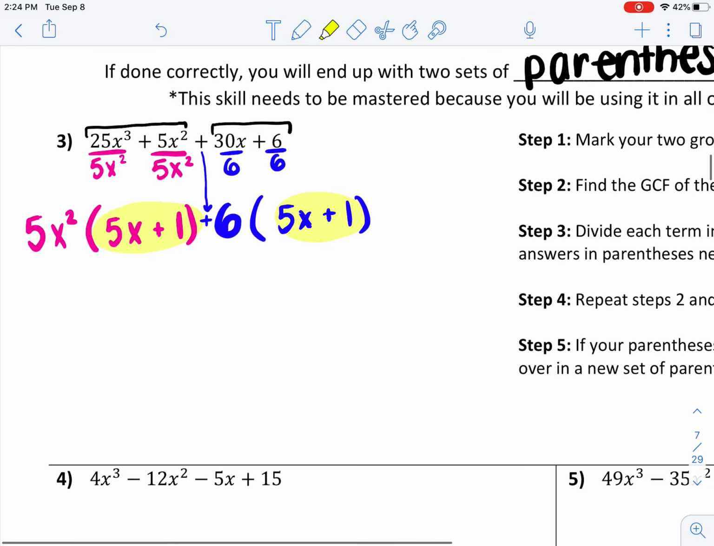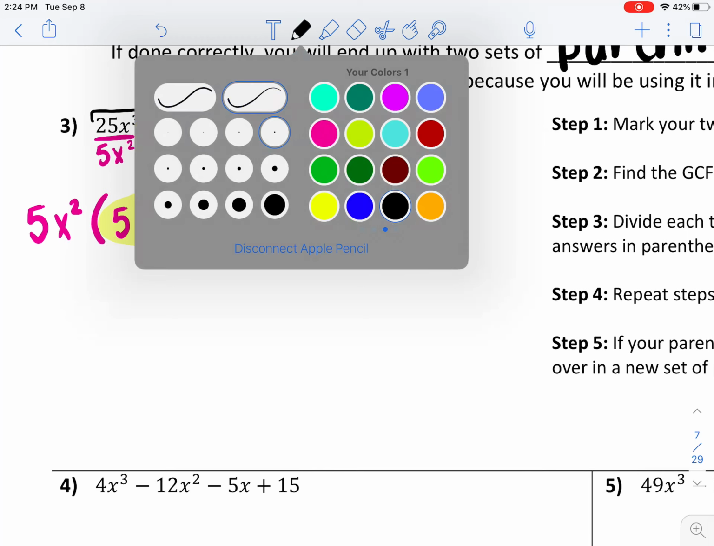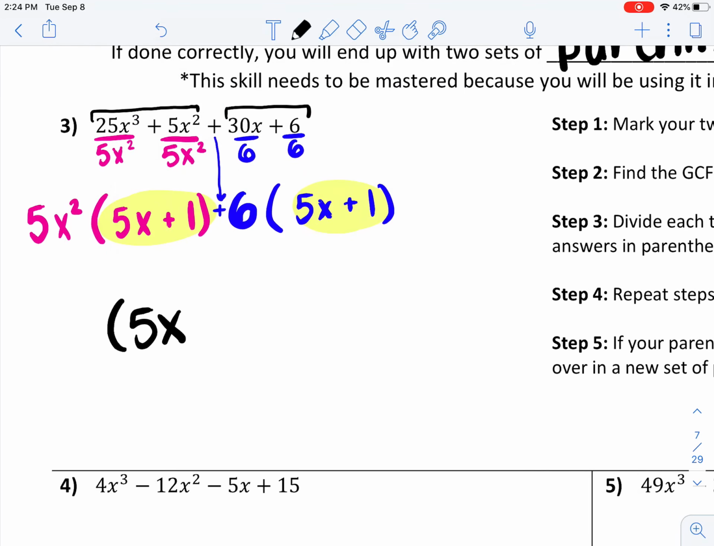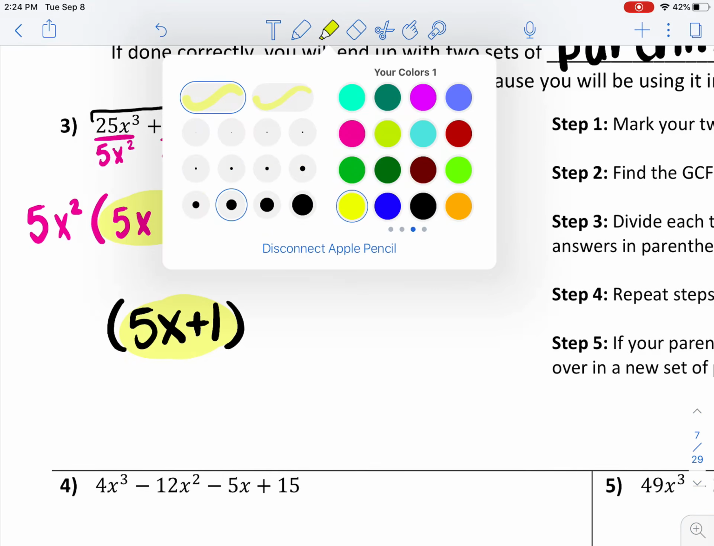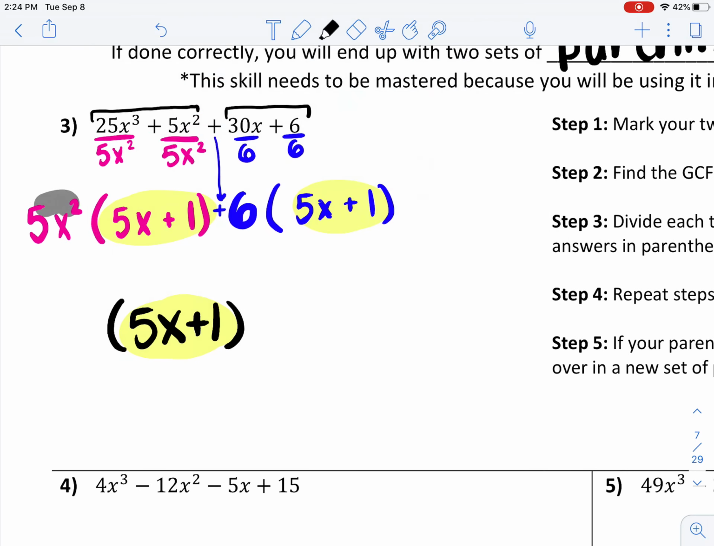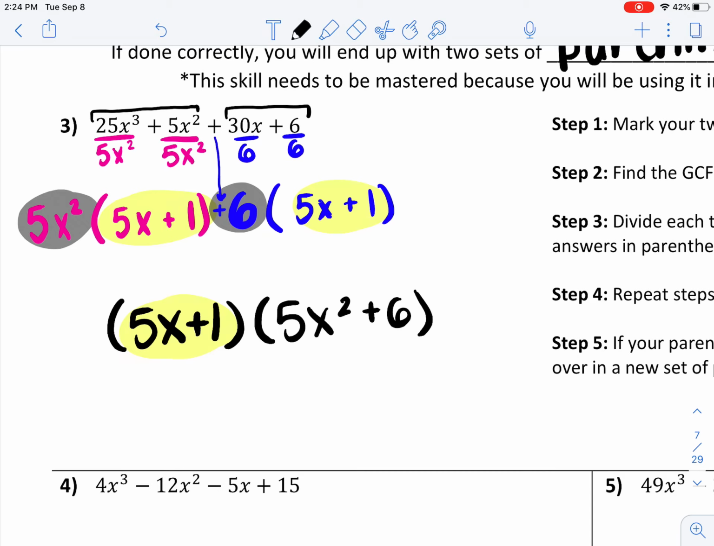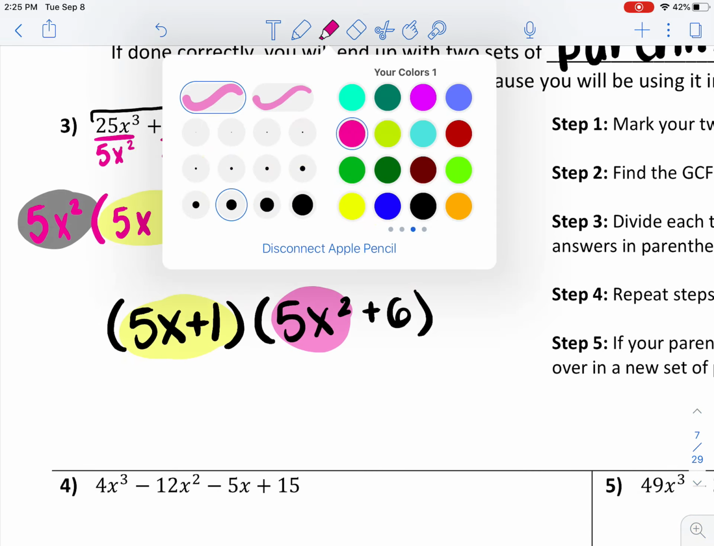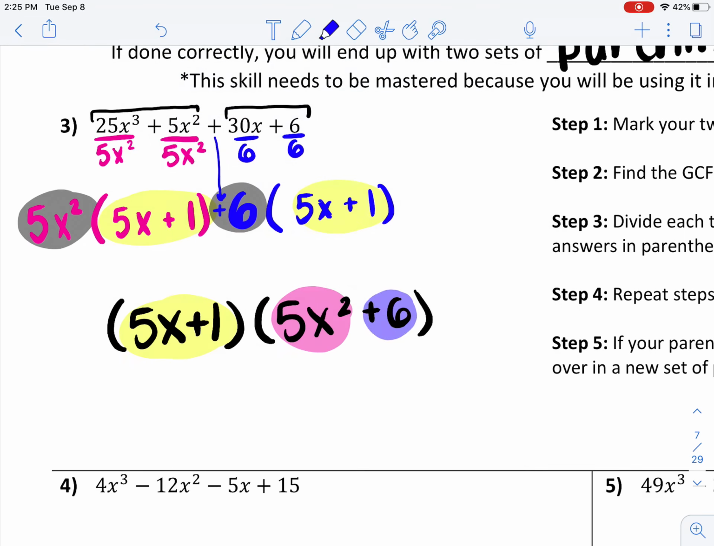So I'm going to pull it out. That means we're only writing it once. Okay. And then take whatever is left over and put it in a new set of parentheses. So what I have left over is this 5x squared plus 6. So that's what's going to go next. 5x squared plus 6. 5x squared was the GCF from group 1. 6 was the GCF from group 2. So altogether, you have this as your answer.